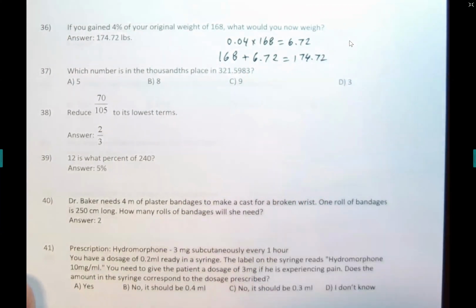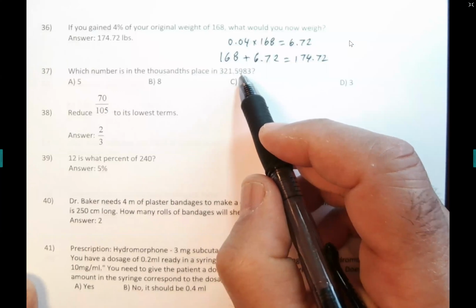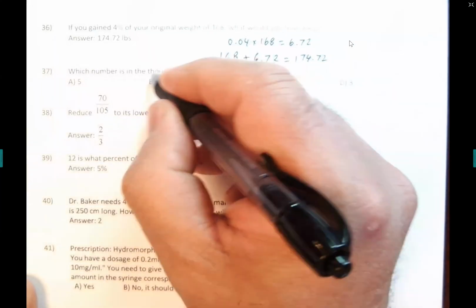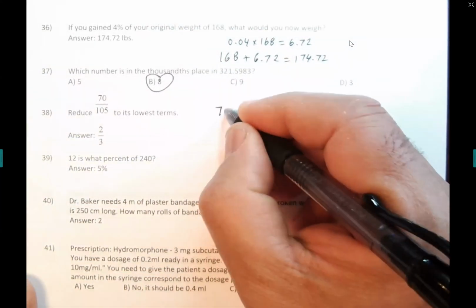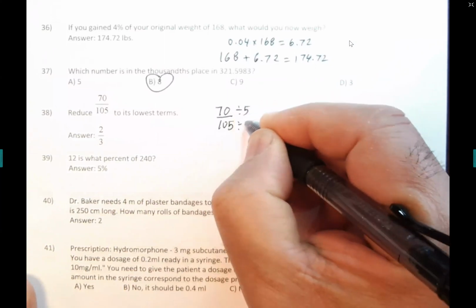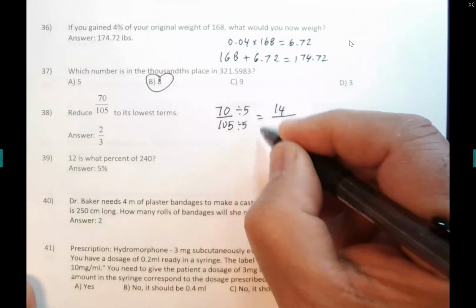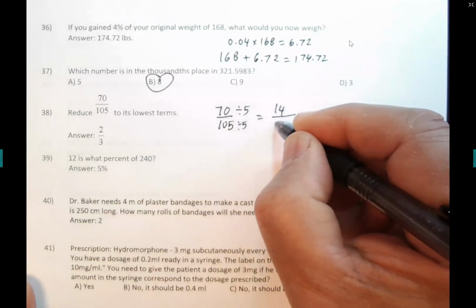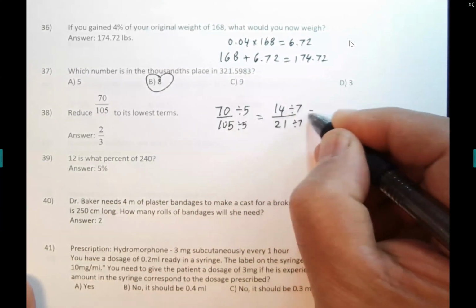174.72. Which number is in the thousandths place in 3.1.5983? After the decimal, the next one is the tenth, the next is the hundredth, and 8 is the thousandth, so it must be the 8. Reduce 70 over 105 to its lowest terms. Divide by 5. They both end with 0 and 5, so we can divide by 5. That's a 14, and that's what, 21. Can we reduce it? We reduce by 7. 2 over 3.